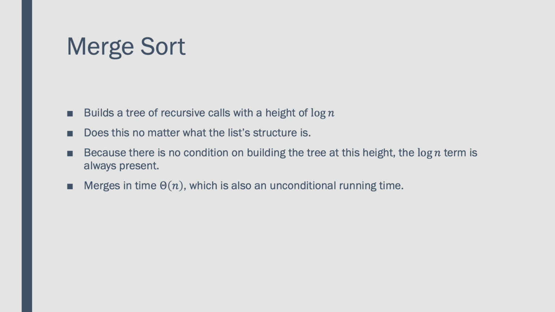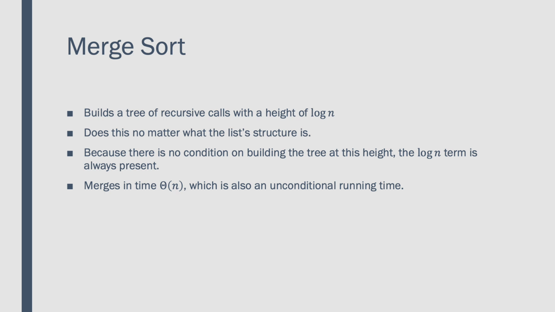So the log n term comes from the number of times the list can be divided in half before reaching individual elements. Since this division process happens regardless of the data's structure, the log n factor is always present in the time complexity.